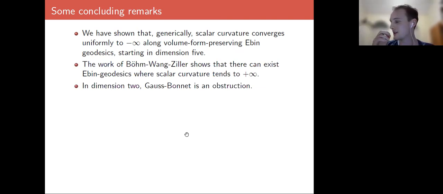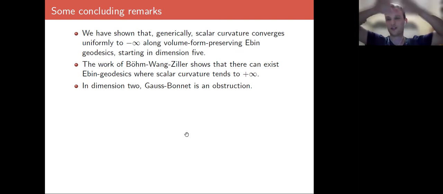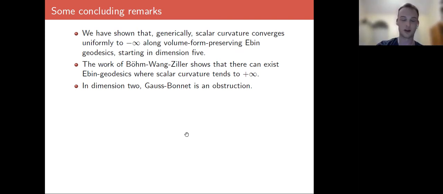In dimension 1, of course, there's nothing to study. In dimension 2, there's not really anything to study in regards to the Einstein-Hilbert functional either, and that's because of the Gauss-Bonnet theorem. The Gauss-Bonnet theorem says that the Einstein-Hilbert functional is basically determined by your topology. And so you couldn't possibly hope to expect the scalar curvature to go uniformly to minus infinity. Okay, well, what about the other dimensions?